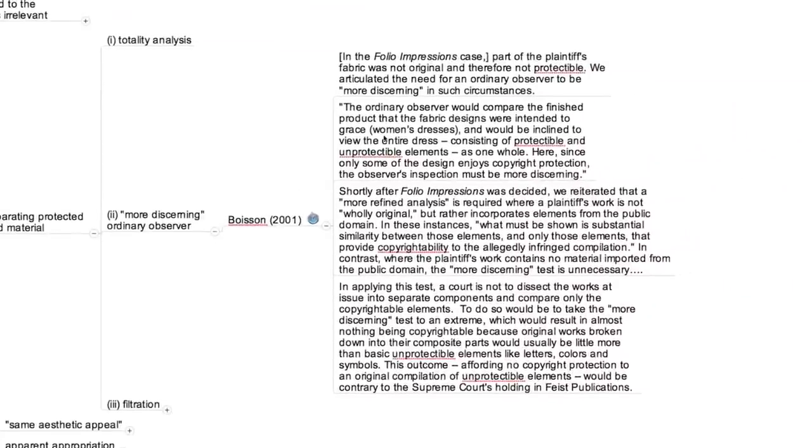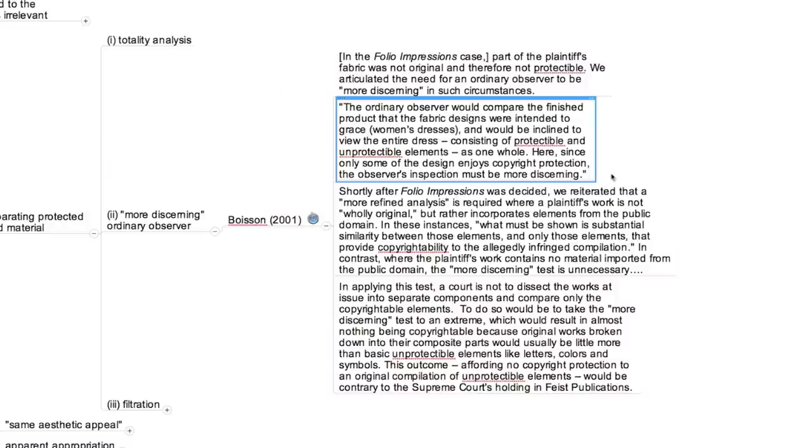In the Folio Impressions case, part of the plaintiff's fabric was not original and therefore not protectable. We articulated the need for an ordinary observer to be, quote, "more discerning" in such circumstances. The ordinary observer would compare the finished product that the fabric's designs were intended to grace, women's dresses, and would be inclined to view the entire dress, consisting of protectable and unprotectable elements, as one whole. Here, since only some of the design enjoys copyright protection, the observer's inspection must be more discerning.